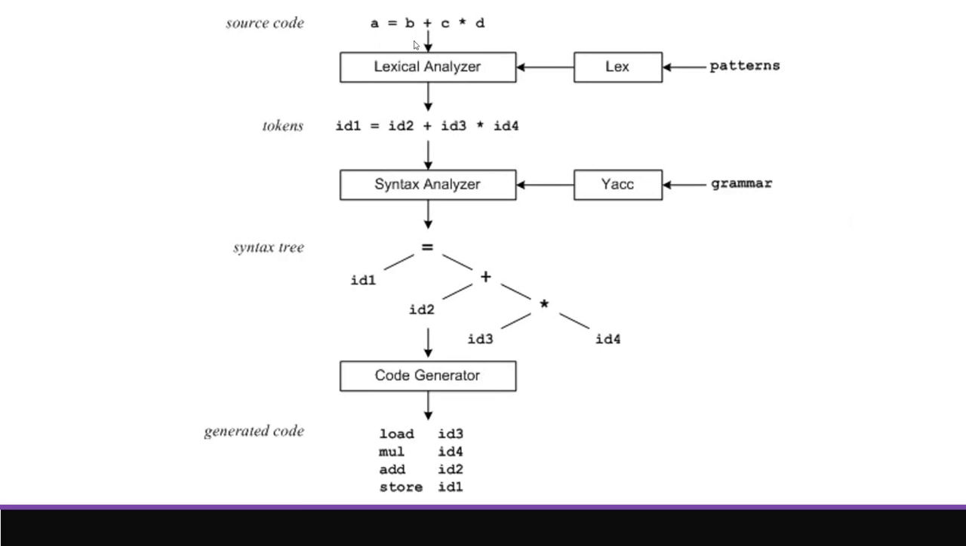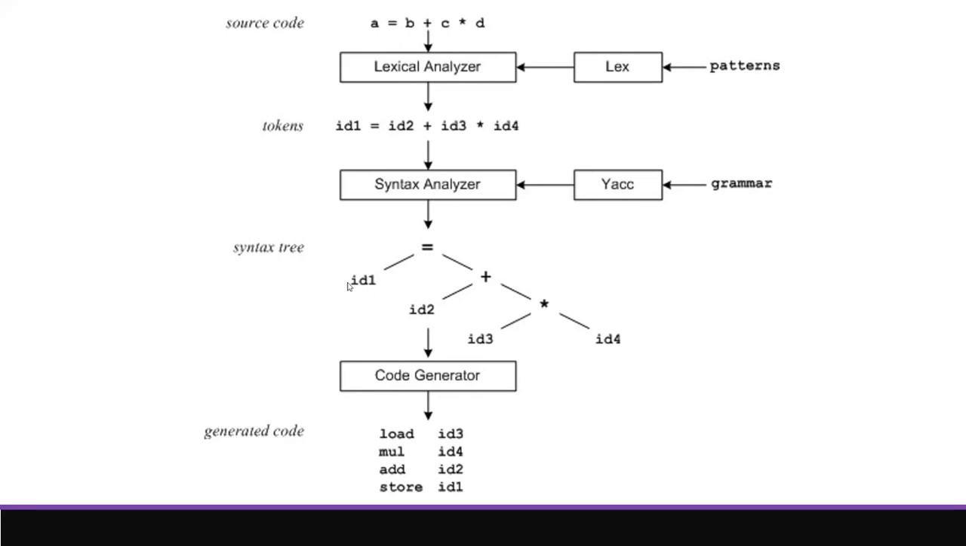So A equals B plus C times D goes through the lexical analysis to become ID1 equals ID2 plus ID3 times ID4. So A is an ID, B is an ID, C is an ID, times is an operator, D is an ID. Okay, so these are your tokens. And these tokens are converted to a syntax tree: ID equals plus ID plus times ID times ID.